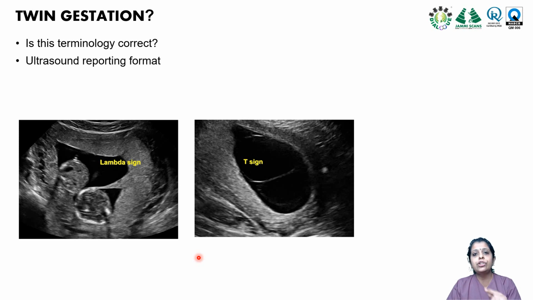So the reporting format should not just be twin pregnancy. It has to be either a dichorionic diamniotic twin, a monochorionic diamniotic twin, or a monochorionic monoamniotic twin. In early pregnancy, the difference is that you will be able to see two sacs, different or slightly separated apart, in a DCDA pregnancy, and this lambda sign is very typical of a dichorionic diamniotic pregnancy because you have four membranes in between the two fetuses, whereas here this is a T sign, which is a monochorionic diamniotic twin, where there are two amniotic sacs and only a single chorion.